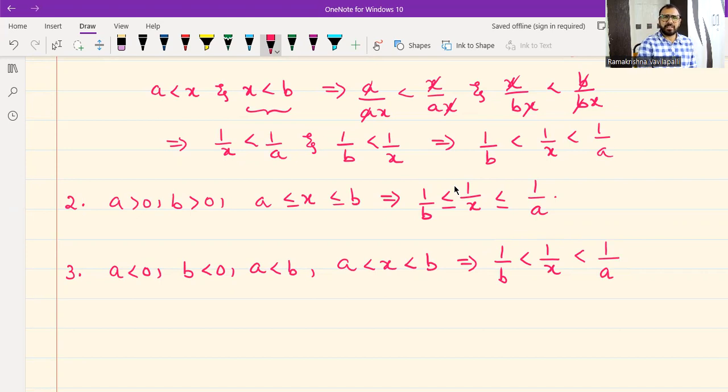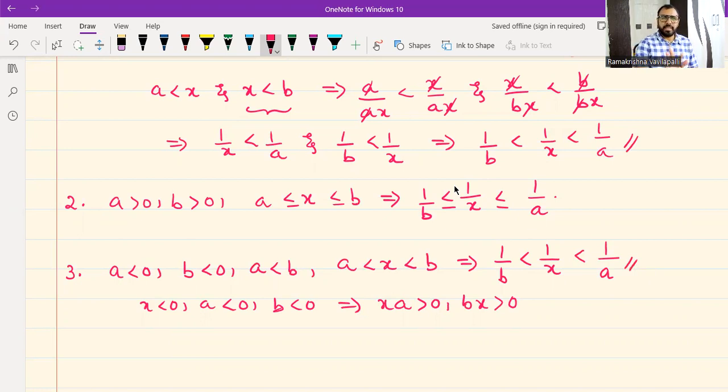Which means that here X is negative, A is negative, B is also negative. Therefore, the product of two negative quantities is positive, and Bx is also positive. So whatever I did here in the first case, the same you can repeat here also.